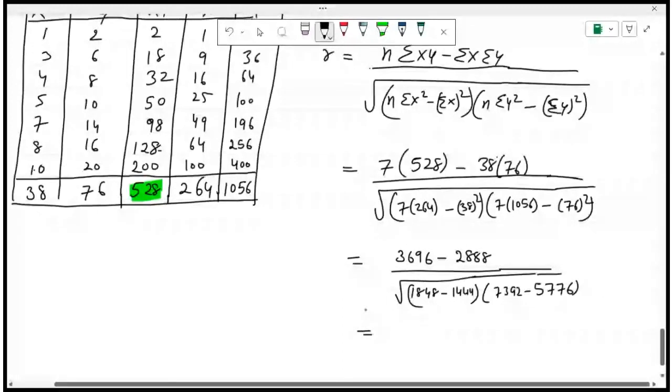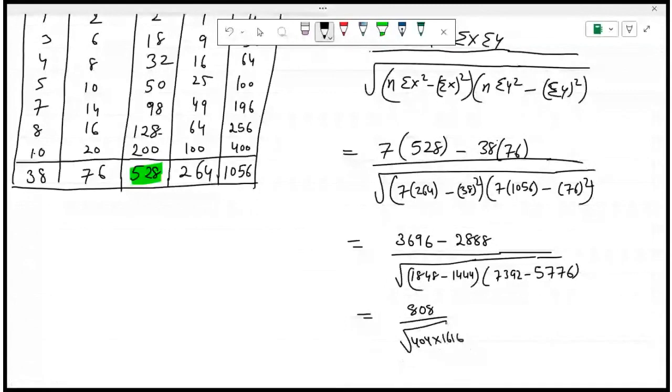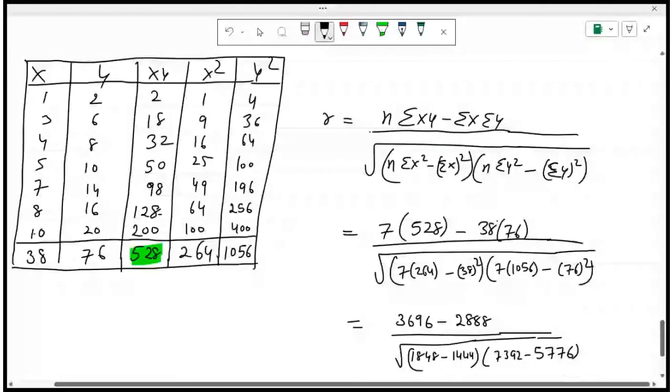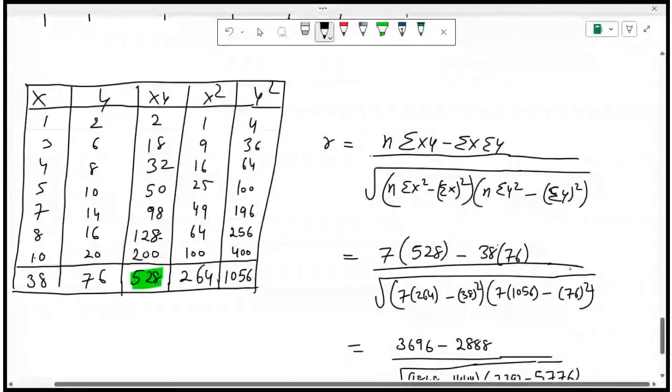808 divided by the under root of 404 multiplied by 1616. The multiplication gives 808 under root, and you will get one. Okay. So the correlation coefficient comes out to be 1. Actually, you should have been able to analyze this in the beginning itself.